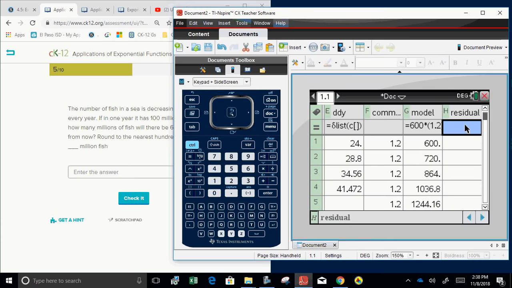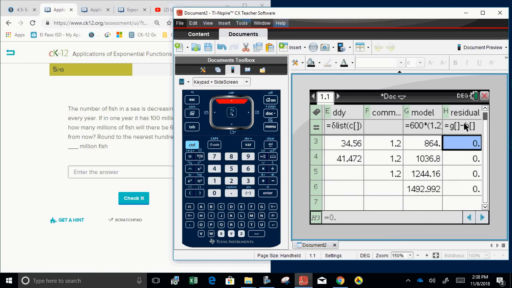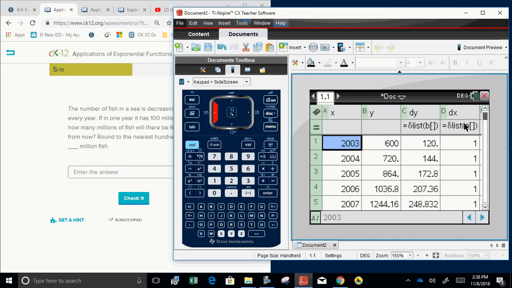Now to check without having to scroll over, I'm going to define residual as what's left over from my model minus my data, G minus B. And there's no difference because basically I used two points to model this, 600 in 2003, 720 in 2004, and just repeat the pattern. So of course it's a perfect match.